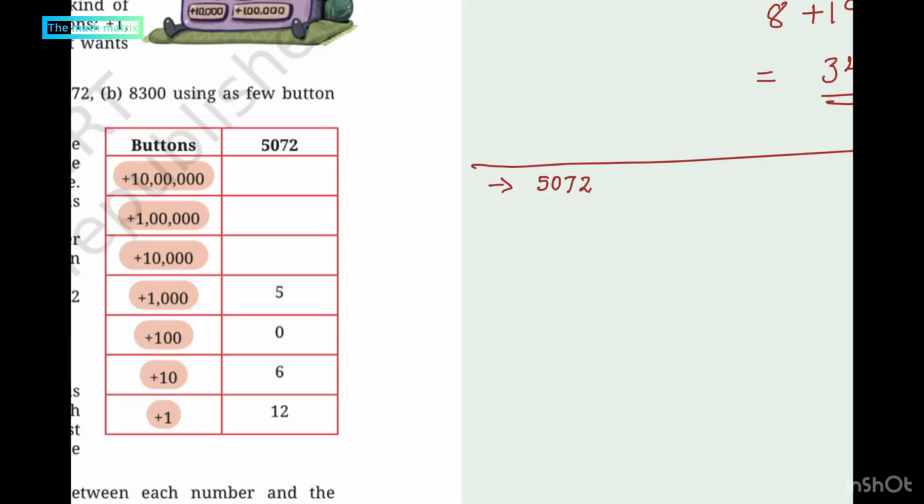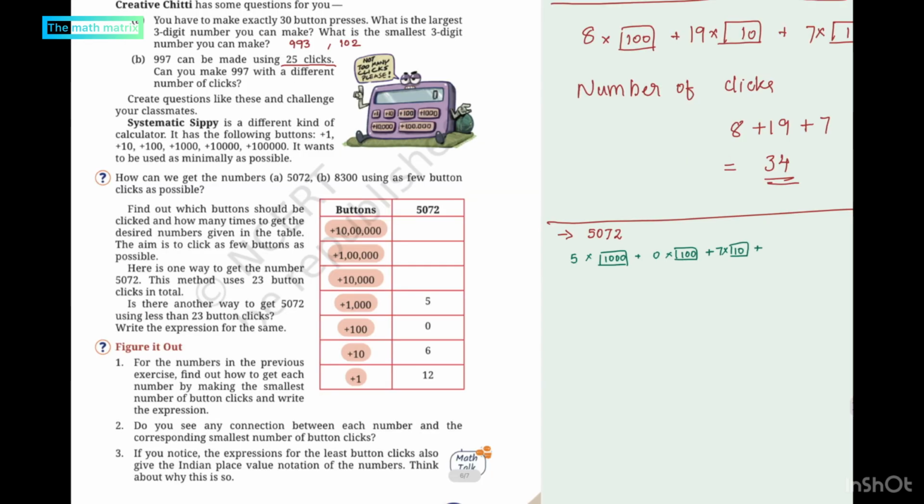We can use different numbers other than the numbers given in the table. So let 5 times 1000, 0 times 100, and then we can use 72 as 7 times 10 and 2 times 1, the numbers in the number places itself. So for 5072, it will make 5 plus 7 plus 2 is 14 button presses.